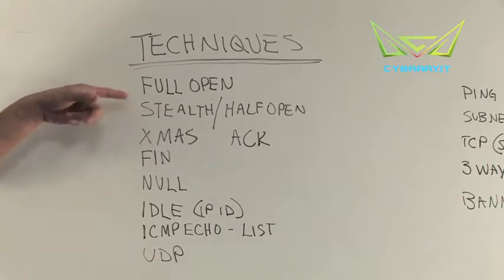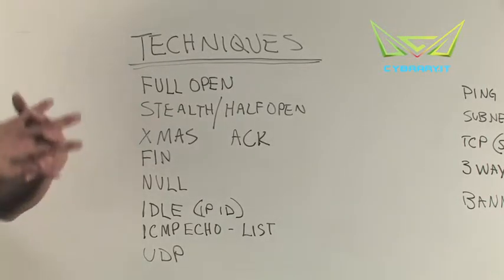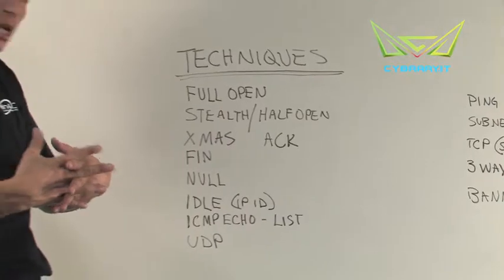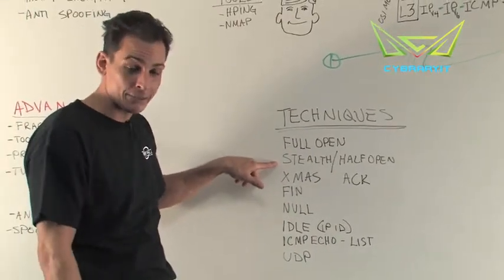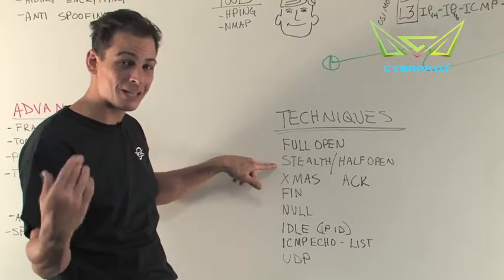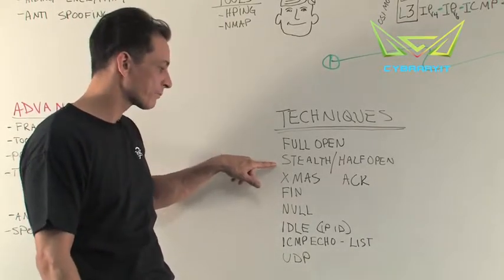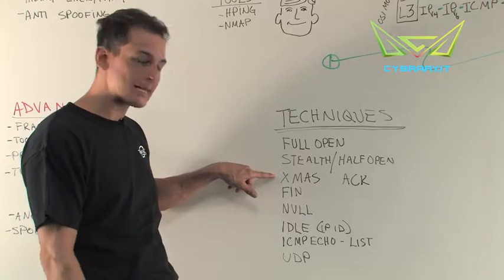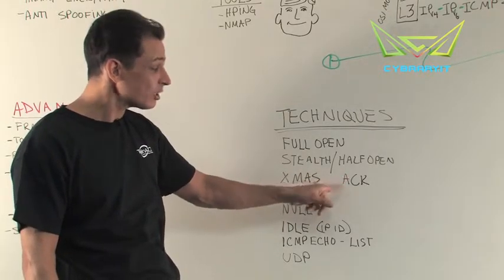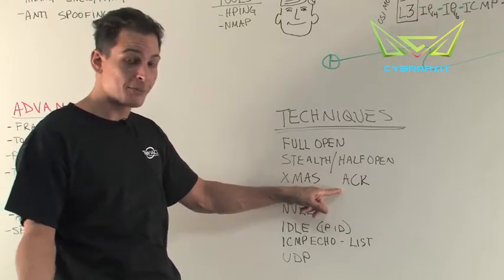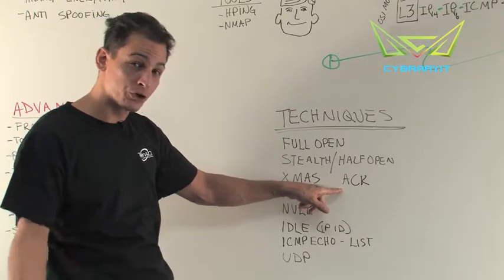The biggest difference is in a full open scan, you're actually completing your TCP three-way handshake. In a stealth or half open scan, you're basically not completing it. You're just basically seeing if you get the response back from your target. Some of the more advanced techniques would be Christmas scans or acknowledgement scans. Acknowledgement scans are great if you want to determine if there's a stateful firewall between you and your target.